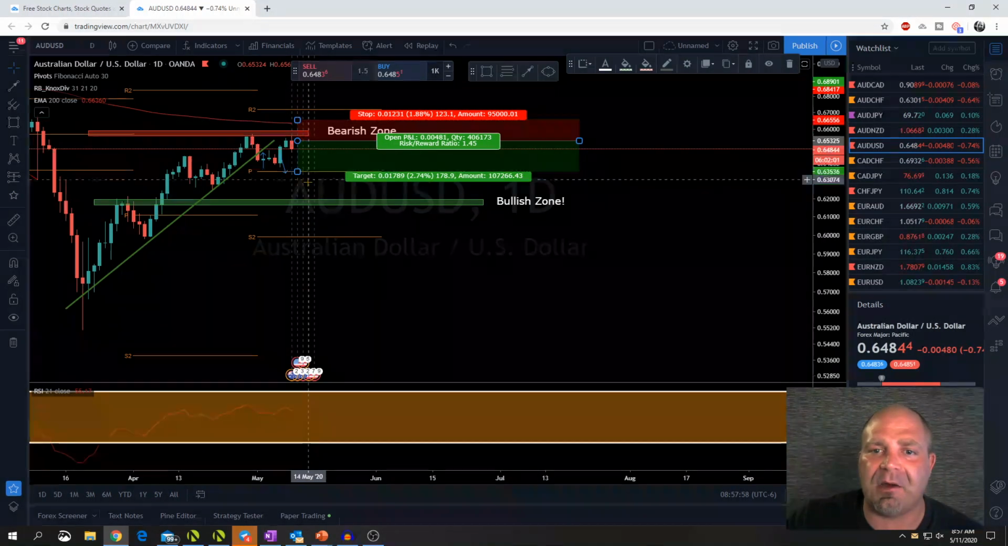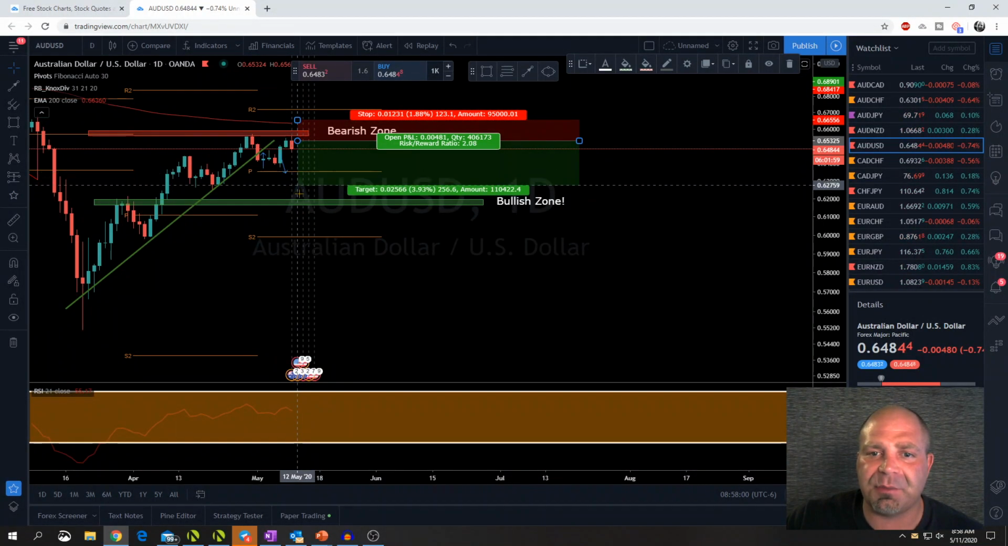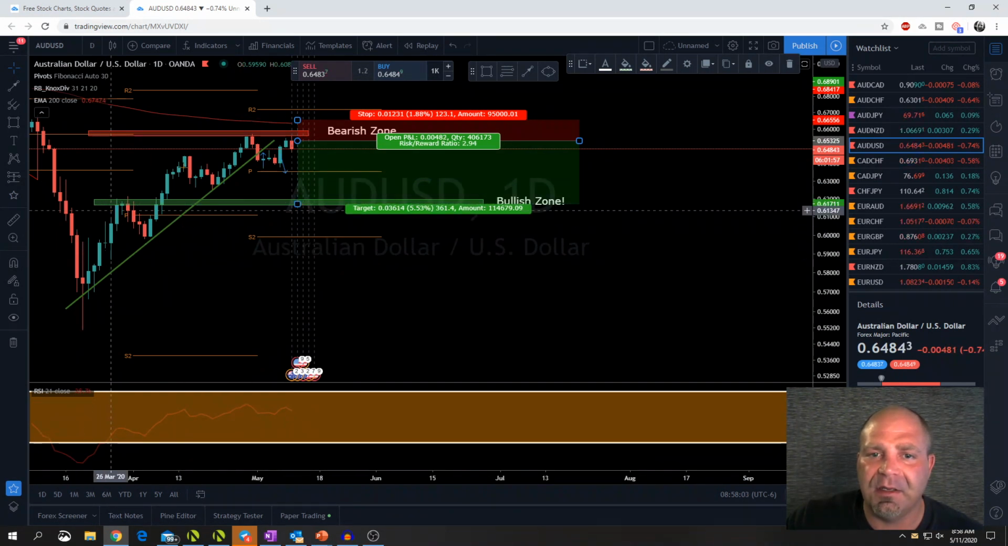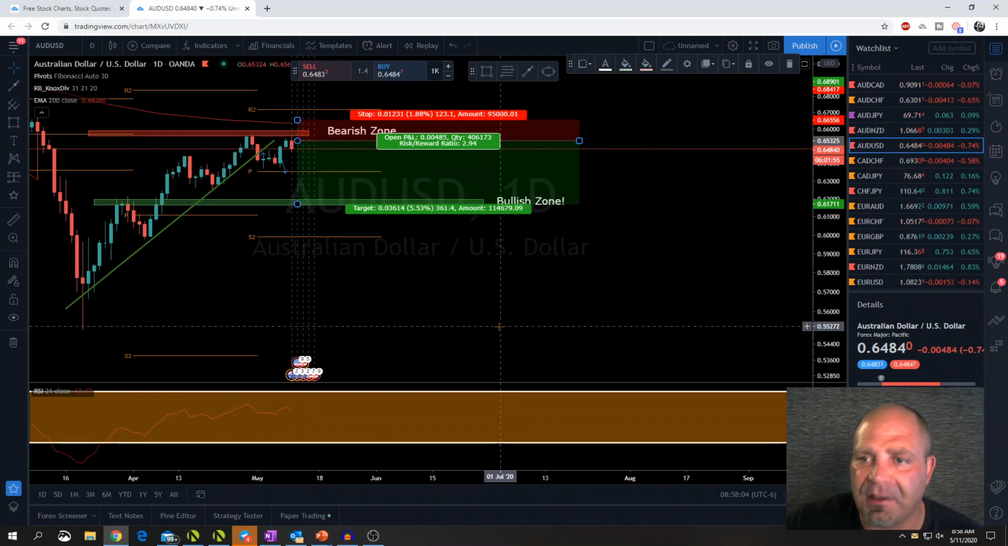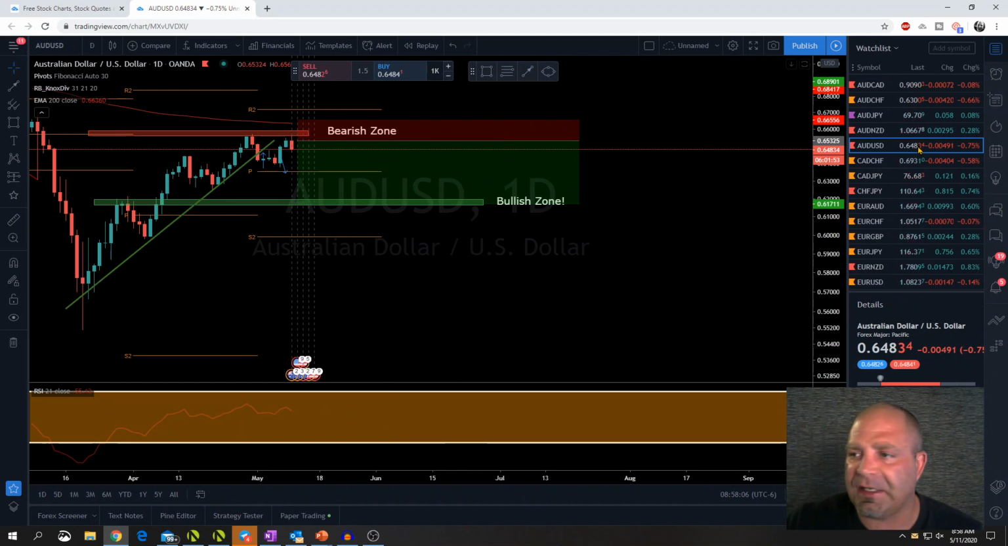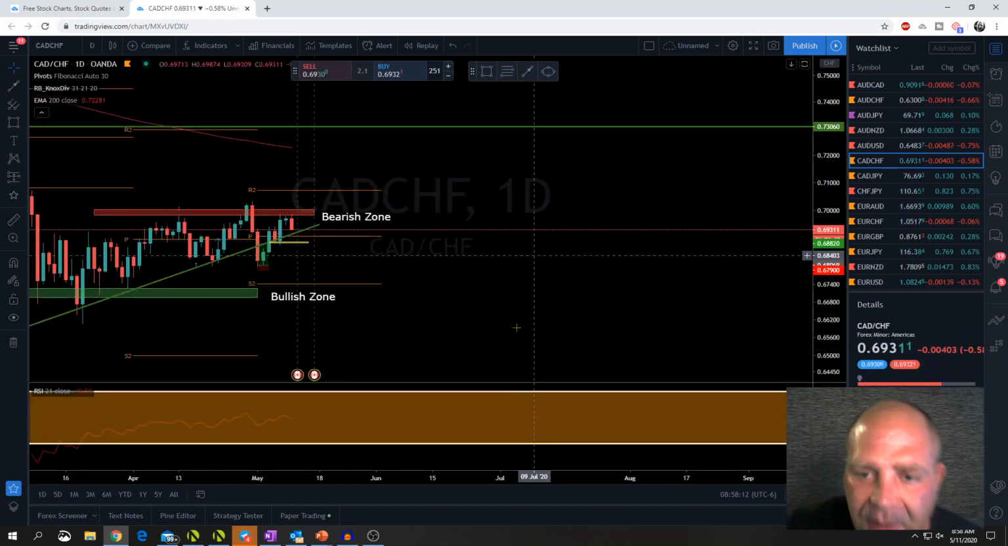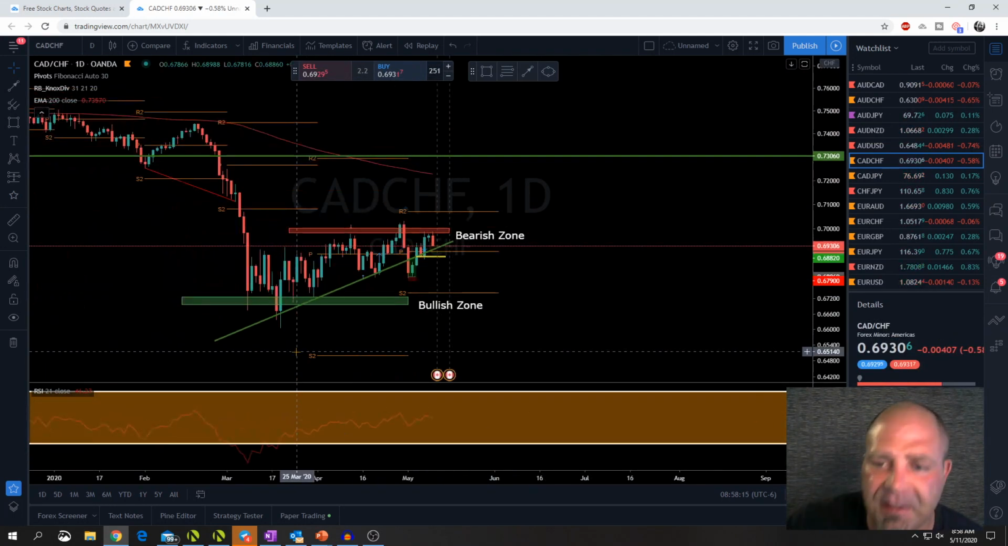Even with that all at 200 EMA, because we broke the trend line, you could come all the way down. So I'm going to be looking at Australian pairs heavily after I'm done recording. Okay, CAD Swiss franc.